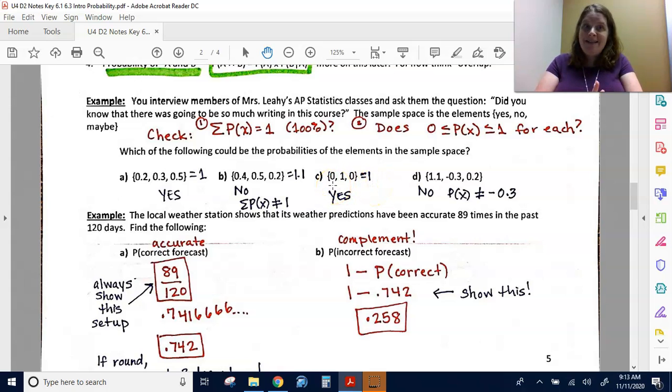0 means nobody said it, basically. The probability of getting someone who said that is impossible. And 100% of the people said no in this case. All right, so that's totally fine. They add up to 1. They're between 0 and 1 inclusive, so that's a yes.